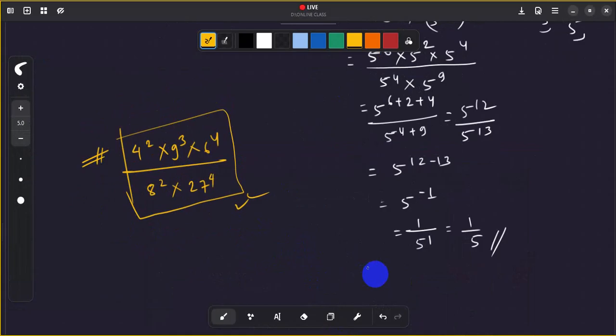Sir, are you sure there's going to be 8? It's 8 power 2, 8 square.